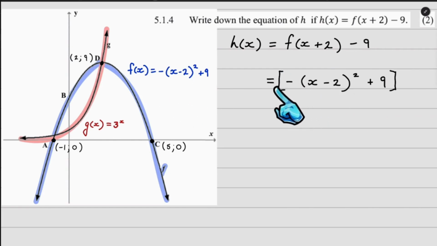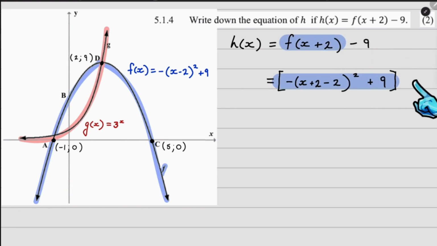I like to put it in a square bracket because there's going to be a minus 9 on the outside there. And you see this x here? I'm going to replace it with x plus 2. And then that minus 9 will just chill on the outside.